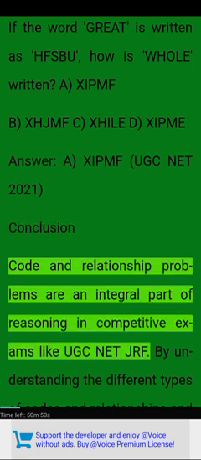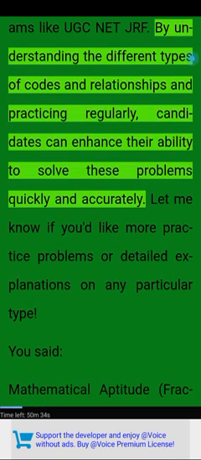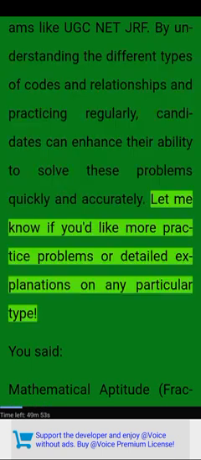Conclusion. Code and relationship problems are an integral part of reasoning in competitive exams like UGC-NET JRF. By understanding the different types of codes and relationships and practicing regularly, candidates can enhance their ability to solve these problems quickly and accurately. Let me know if you'd like more practice problems or detailed explanations on any particular type.